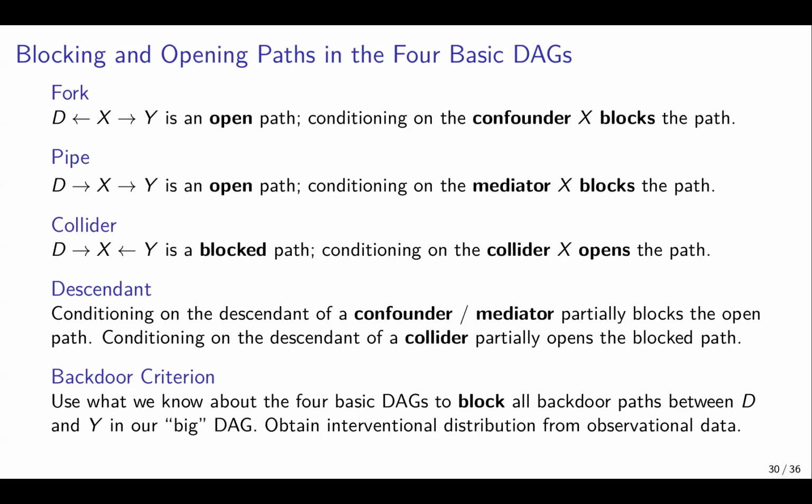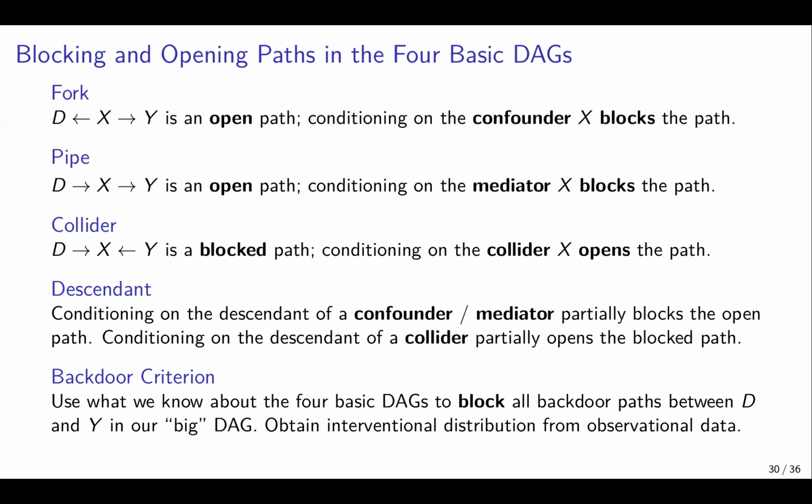All right, so there's been a lot of buildup in this lecture, but now we're finally ready to start seeing the payoff. So let's take a bit of a bird's eye view here. We've got these four basic DAGs: fork, pipe, collider, descendant. What we need to know about them is what happens when we condition on X.